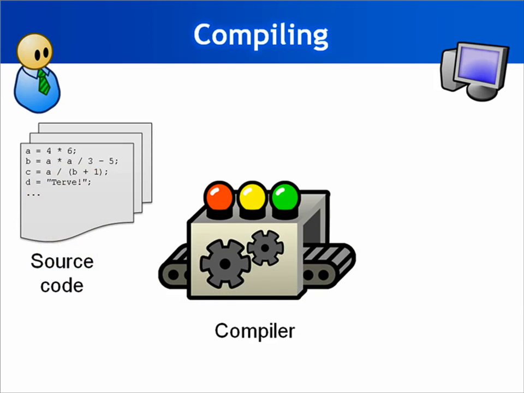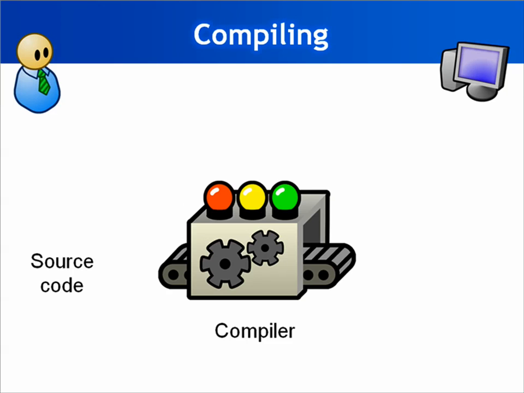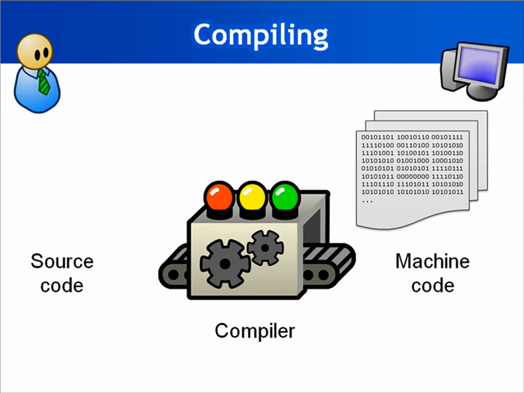Computers don't understand high-level languages. Therefore, high-level code has to be translated to a machine language before it is executed. This kind of translation is called compiling, and it's done using a special compiler program. Different platforms use different machine languages, so high-level code may have to be compiled separately for each platform.